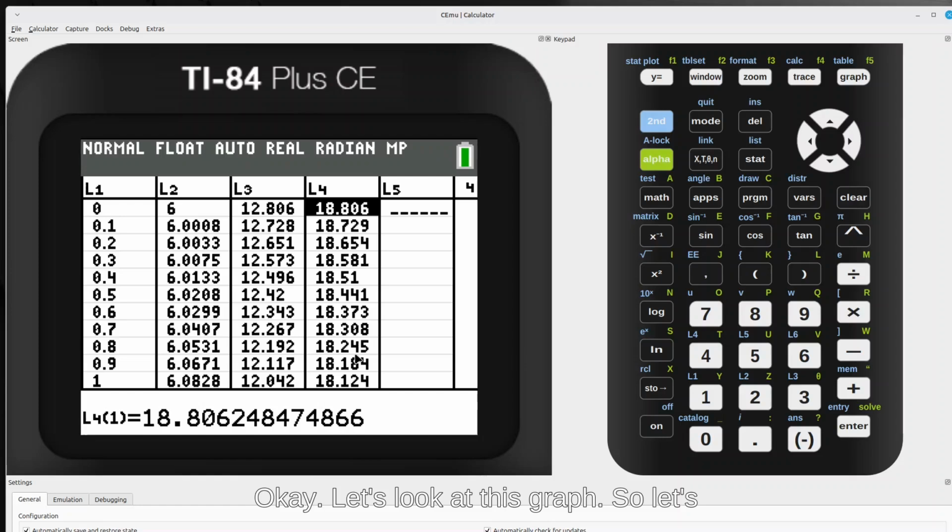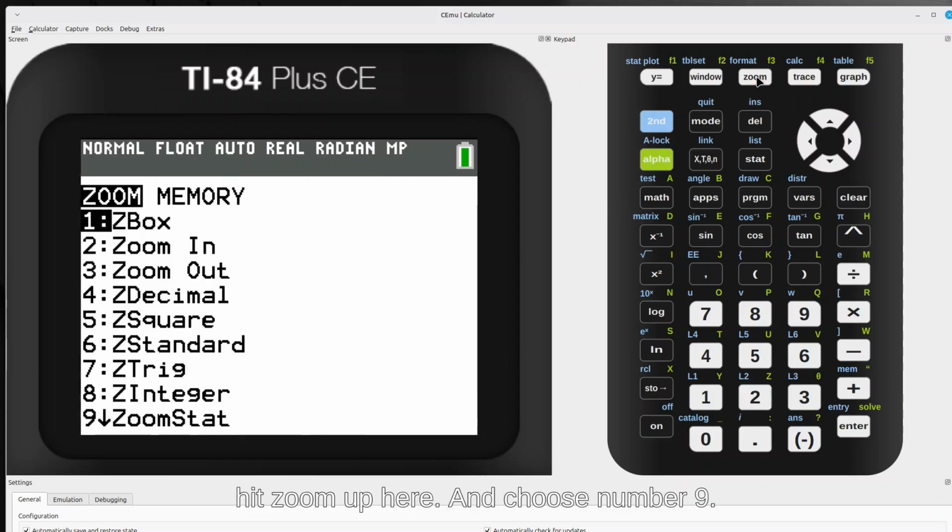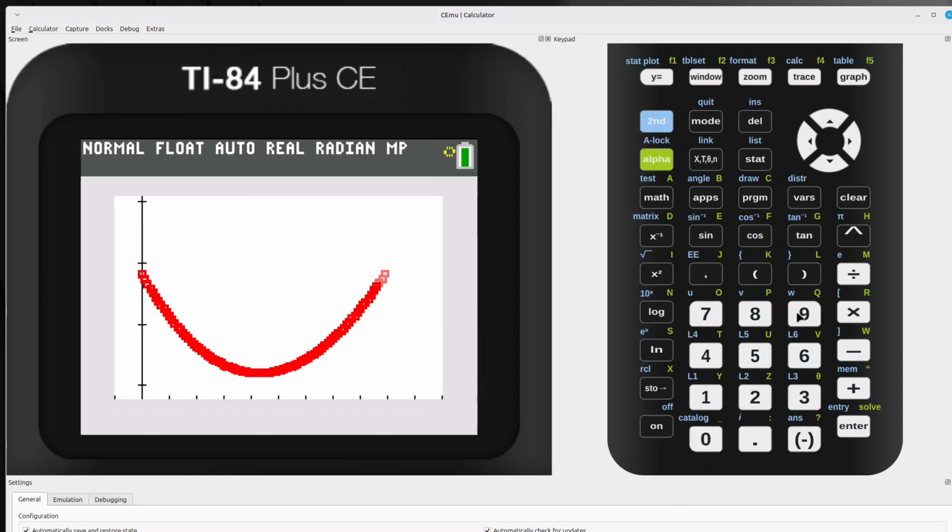Okay, let's look at this graph. So let's hit zoom up here and choose number 9. Okay, so there's a graph of all the points that we had. Next thing we want to do is choose a regression that will create a function for this curve.